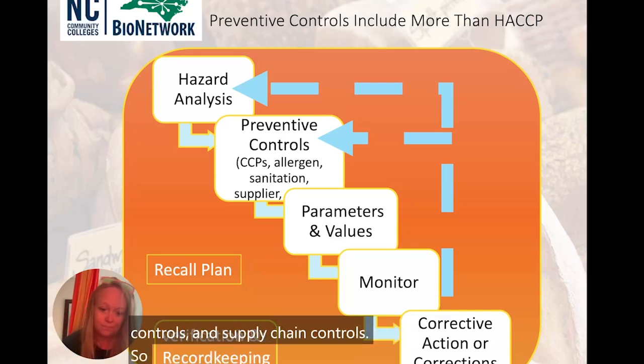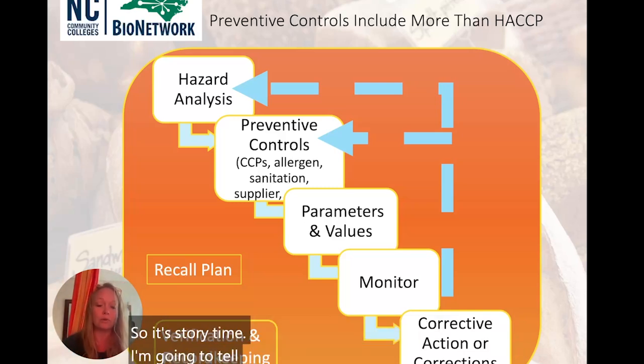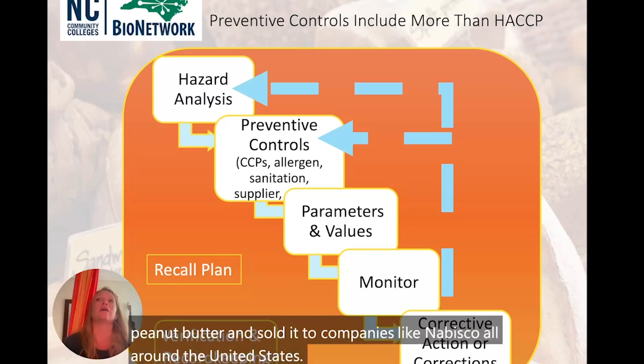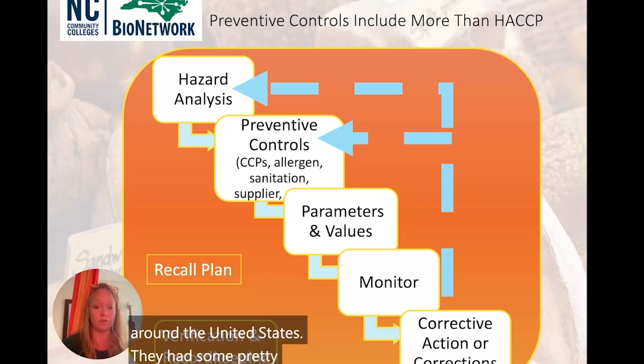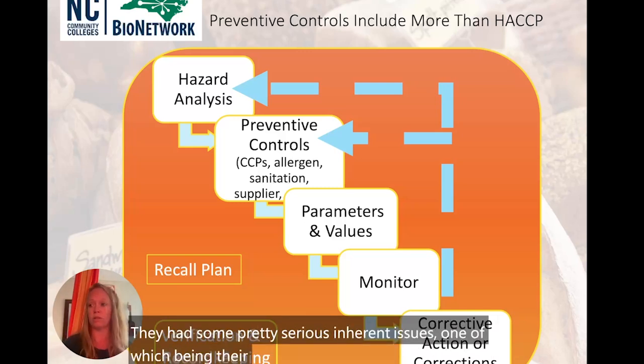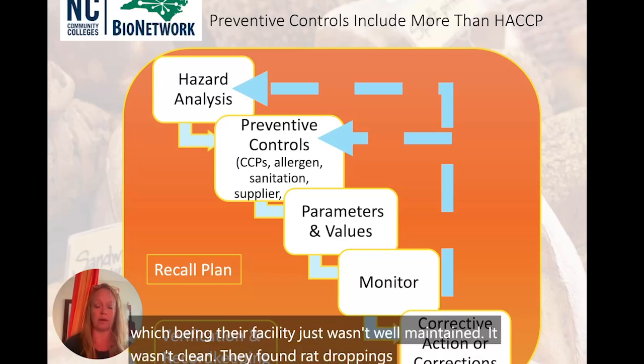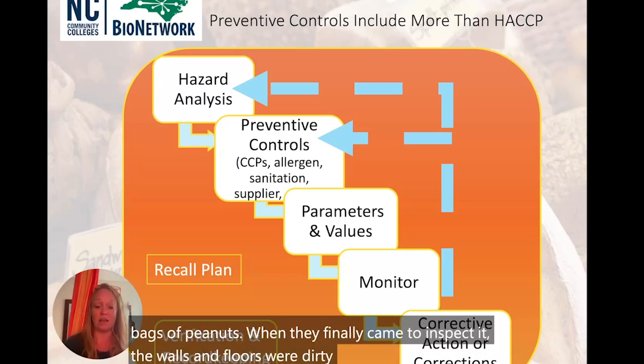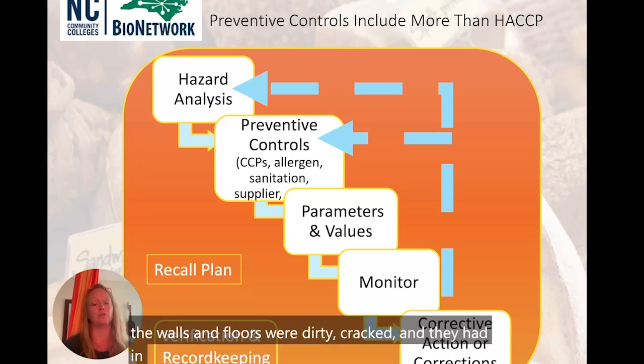So it's story time. I'm going to tell you about the Peanut Corporation of America. Now, they were a wholesaler company. They made peanut butter and sold it to companies like Nabisco all around the United States. They had some pretty serious inherent issues, one of which being their facility just wasn't well maintained. It wasn't clean. They found rat droppings on top of the bags of peanuts when they finally came to inspect it. The walls and floors were dirty, cracked, and they had, in particular, a leaky roof.